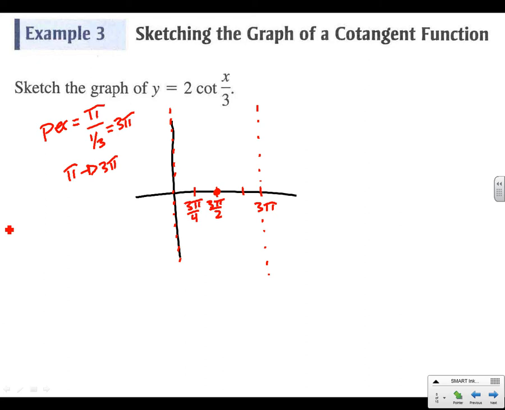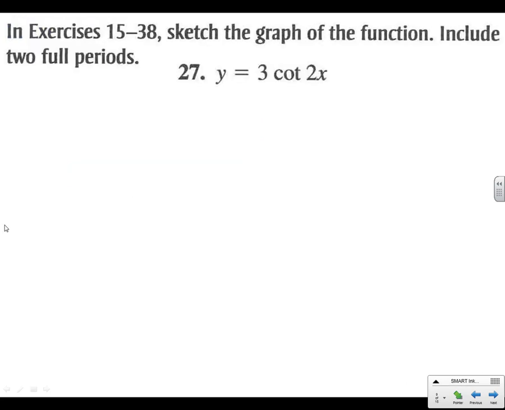Okay? And then we're counting by 3 pi's over 4. 3 pi over 4, 6 pi over 4, 9 pi over 4. 3 pi is 12 pi over 4. And our amplitude is 2. And we're going to start high, finish low for cotangent. Same as negative tangent, it's flipped over. All right, so 5 important points for 27. See if you can do it.